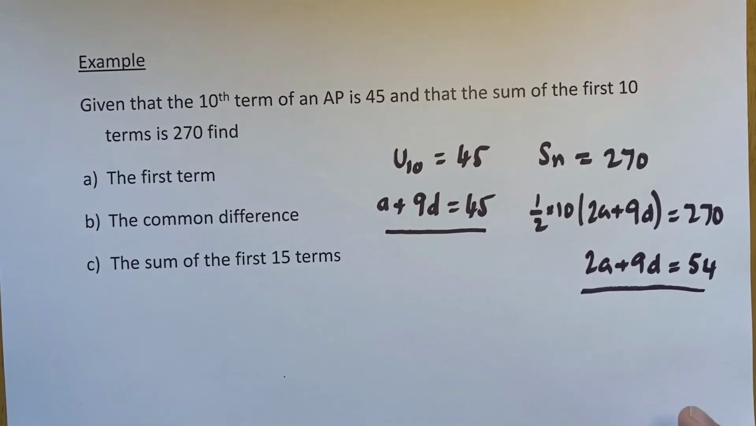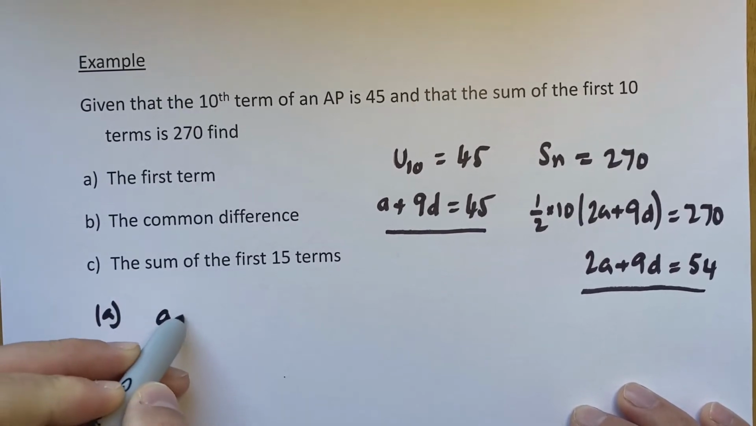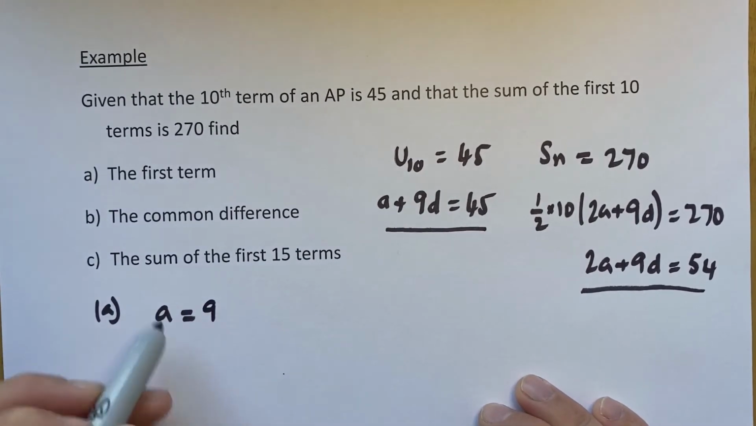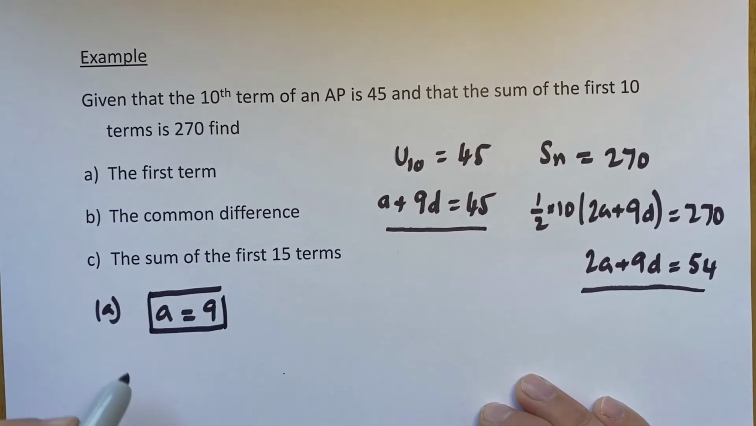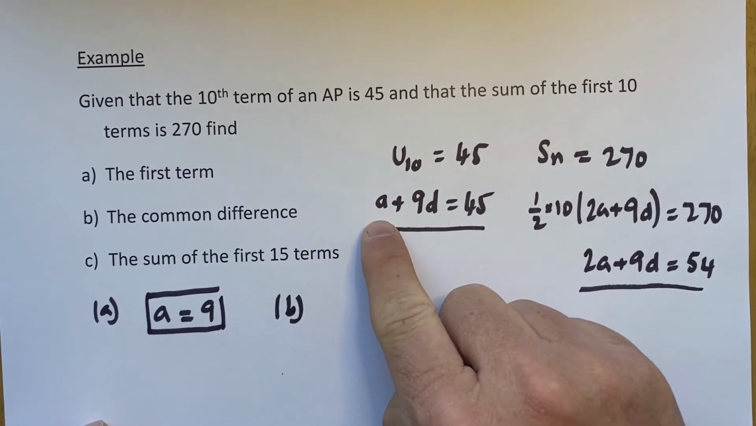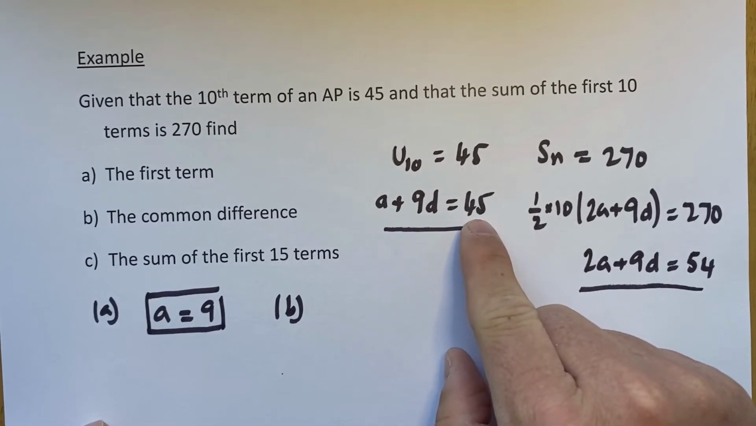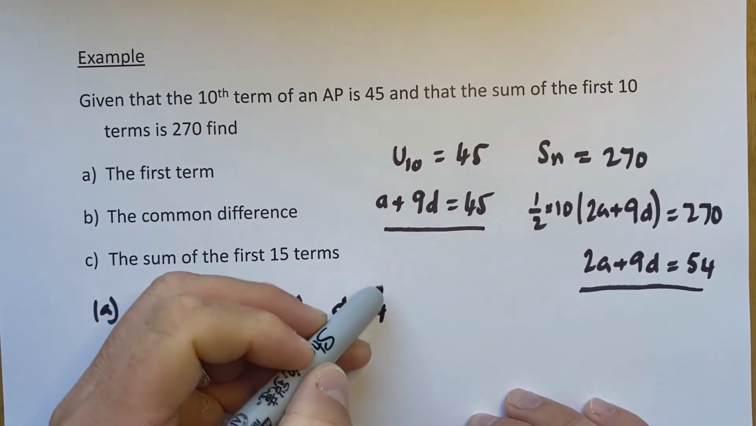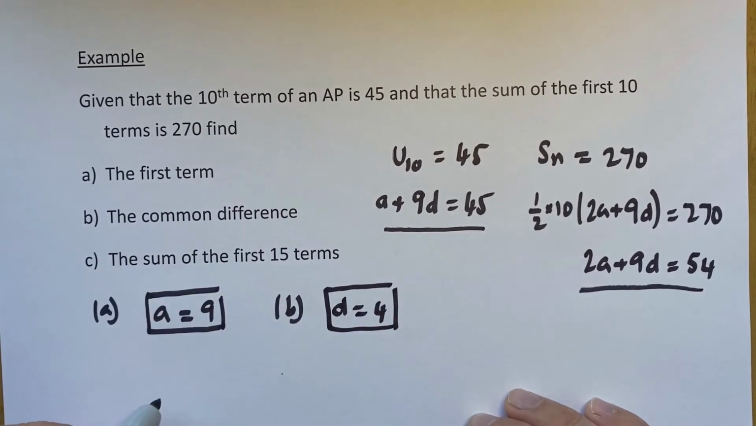So if I was to subtract those two equations, the 9d and the 9d cancel. The 2a take the a gives me 1a. And the 54 take the 45 gives me 9. So a works out to be 9. Well, if I put 9 back into there, then I will get that 9d is equal to 36. And if 9d is equal to 36, that means that d works out to be 4. It's basically solving simultaneous equations.